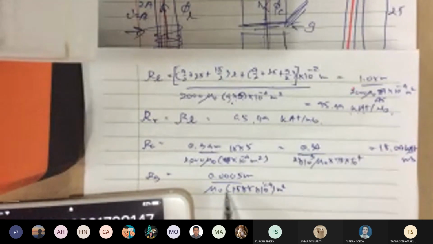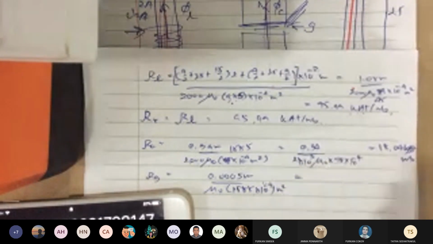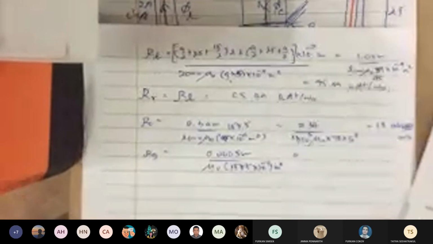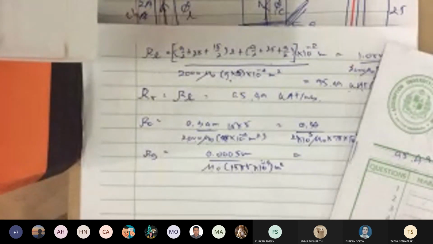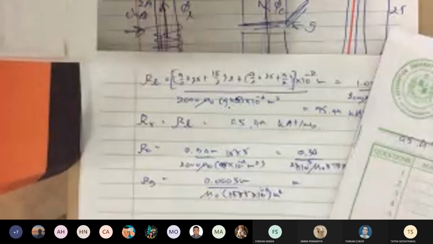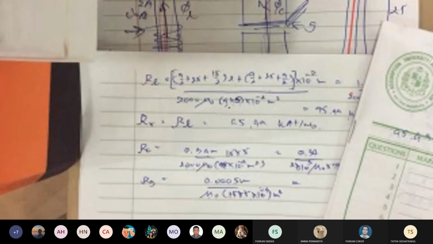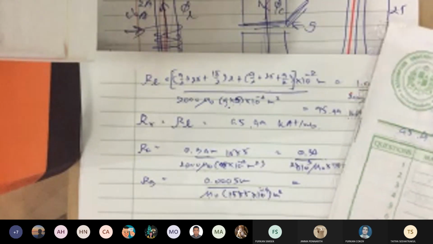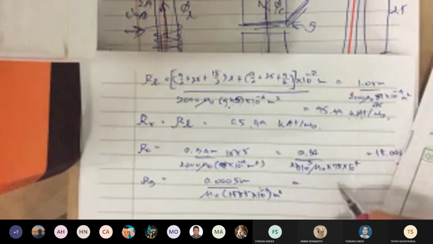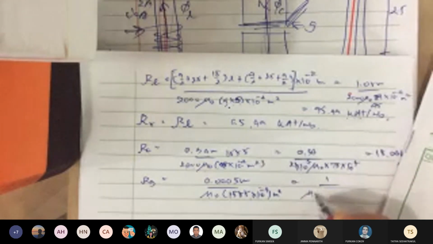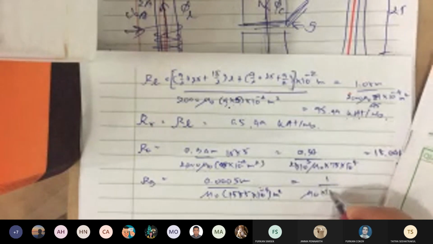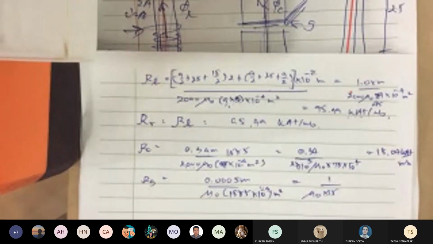Okay, now we have no fringing effect, so you don't need to multiply it with anything. Okay, what is this going to be? Oh, let's check that. So the 5 times 10 to the negative 4th cancel, so it's 1 over mu naught times 15. So what is that? 4 times pi times 15.